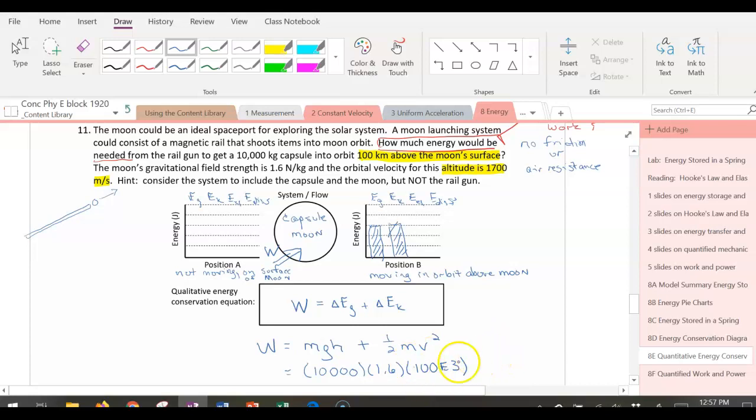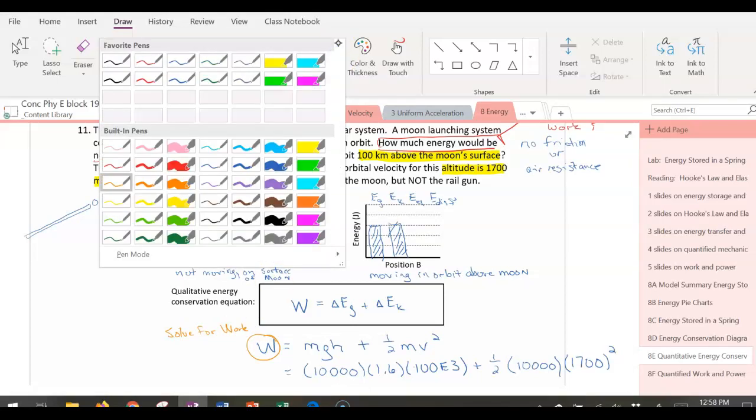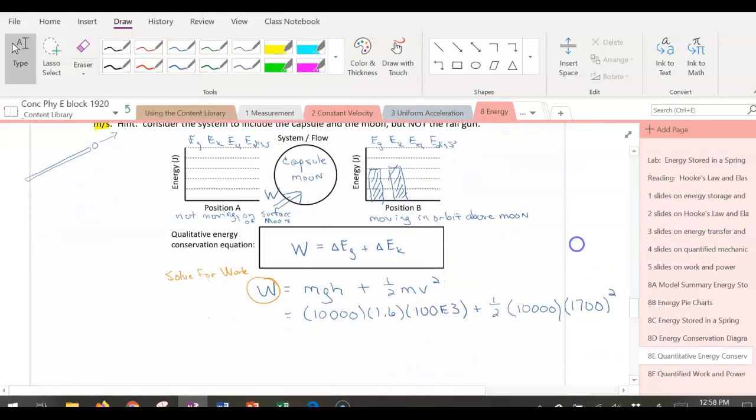Okay, so plug that in, and then I'm going to plug in over here the same mass, 10,000 kilograms. The velocity is 1,700 meters per second. Okay, so in case it wasn't clear, I'm going to be solving for this work because that was the energy that had to be transferred into the capsule system. Okay, let me plug all these things in.